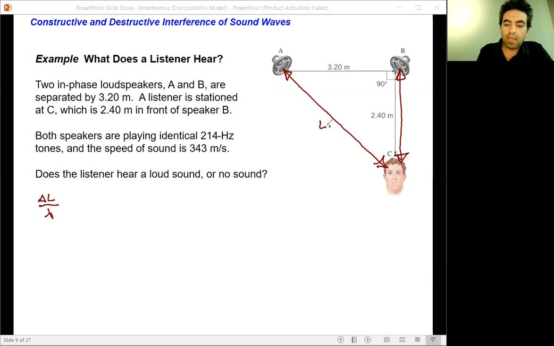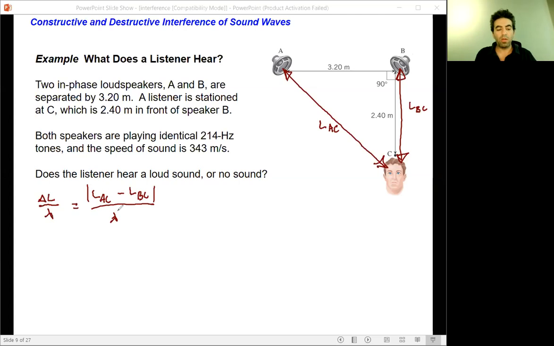So if I call the length from A to C LAC, and this LBC, then delta L here would be the difference between the two. I really don't care which one is bigger, so even if it comes out negative, I don't care. I'm just going to look at the difference between the two. Obviously, LAC here is bigger than LBC, so this should really come out positive. Then I'm going to compare that to the wavelength and see which condition I get.